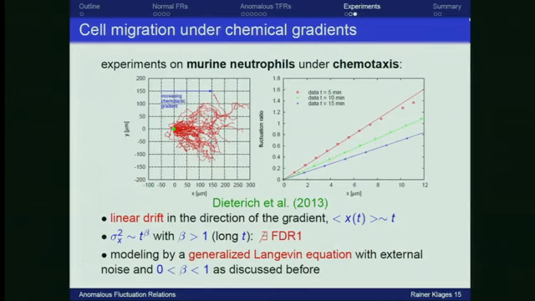We have still super diffusion. So the mean square displacement goes to t to the beta, where beta is larger than 1, about 1.4 in the long time limit, meaning clearly you don't have the fluctuation dissipation relation of the first kind. And in fact, we can, to quite some extent, derive these results and model the experimental data by a generalized Langevin equation with external noise, similar to what you have seen before. But again, there are some subtleties that we need to deal with.